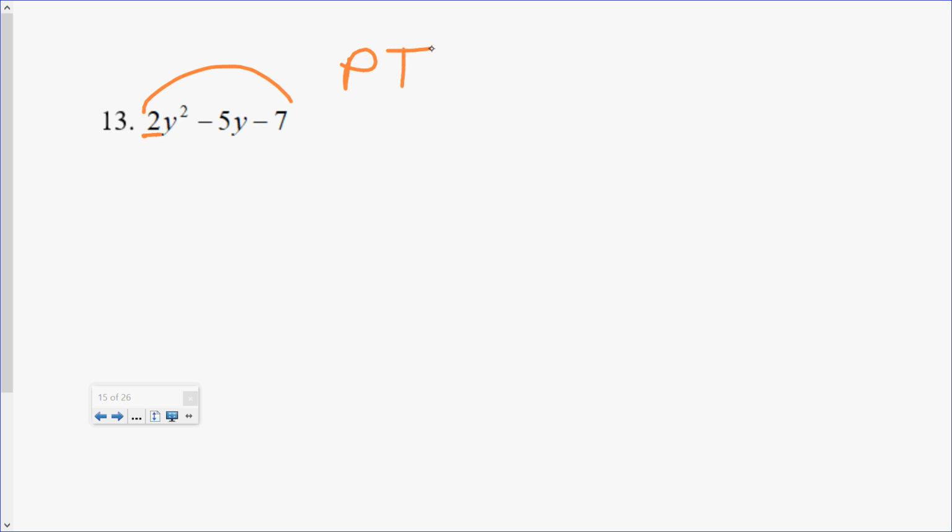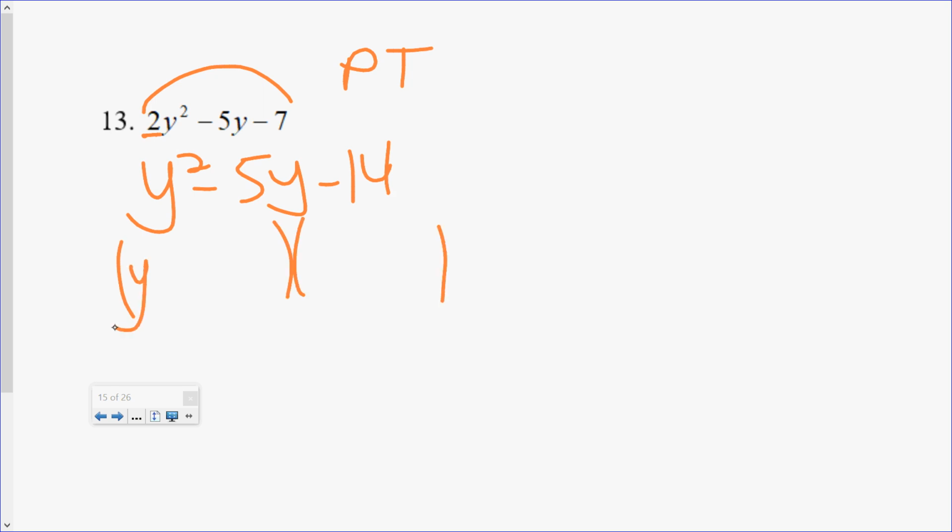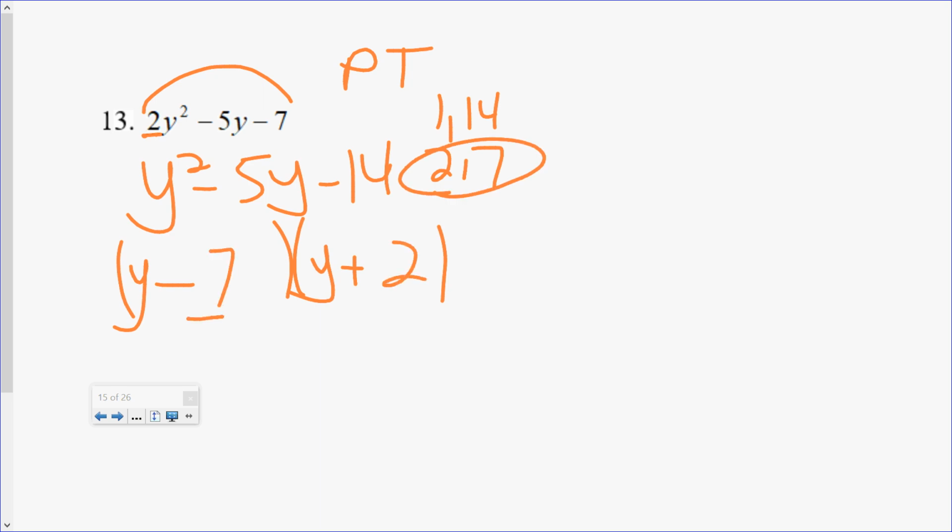So I write that PT there because it's very common for students to forget that step. So I'm multiplying the first and the last. 2 and 7 is 14. I factor the trinomial normally. Variable goes in front for each. First sign comes down. Negative and a negative is a positive. Multiplies to 14. Subtracts to 5. 7 and 2. Pay the toll.